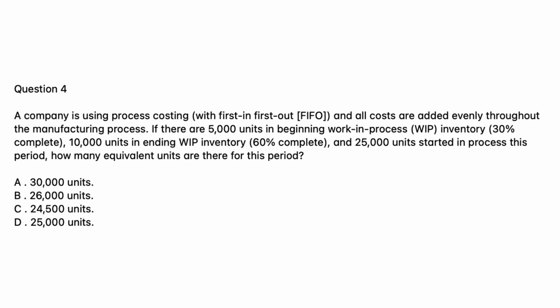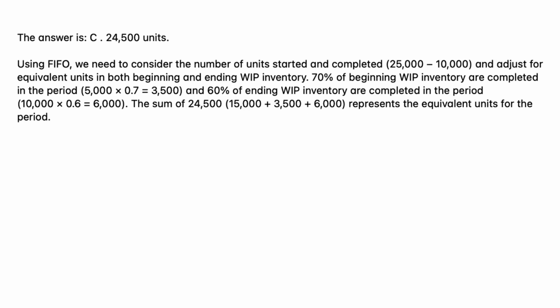A. 30,000 units. B. 26,000 units. C. 24,500 units. The answer is C. 24,500 units. Using FIFO, we need to consider the number of units started and completed, 25,000 minus 10,000, and adjust for equivalent units in both beginning and ending WIP inventory.